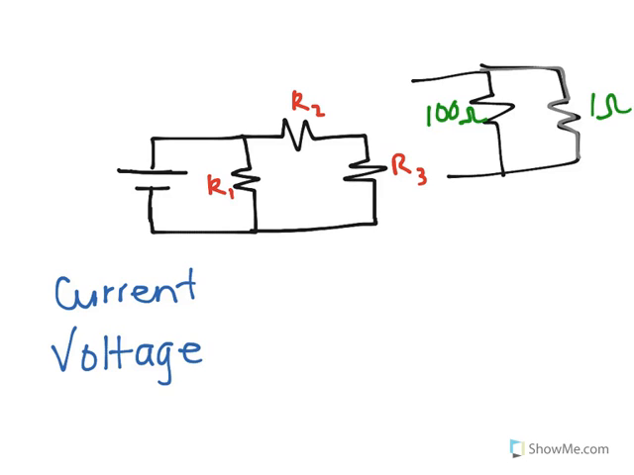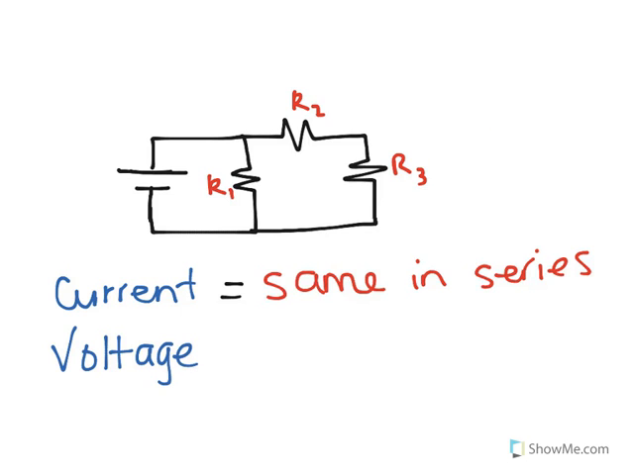If they're in series, then the current has to go through both of them. So even if one has a much higher resistance, the current will be constant. So the rule for current is that it's the same for resistors in series.